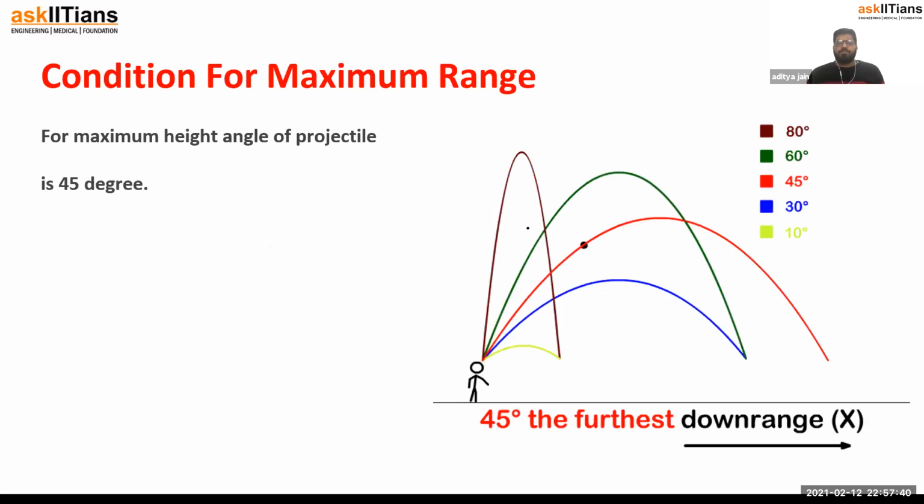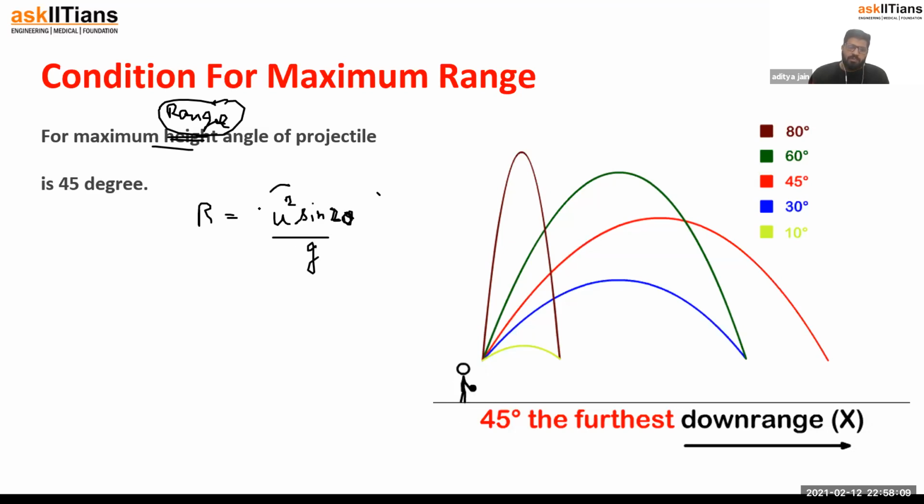Okay, now see, condition for maximum range of projectile. It's not for maximum height, that is actually misprinted. It is for maximum range. For maximum range, that is, how far the projectile will go, that is decided by which condition? So we know the range of projectile is given by, what is the formula? Remember, u square sine 2 theta by g. And you know, for a given projectile thrown with a particular velocity, u can't be changed. g is also constant, that is 9.8 meter per second square.